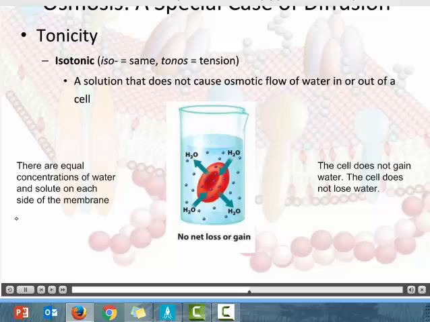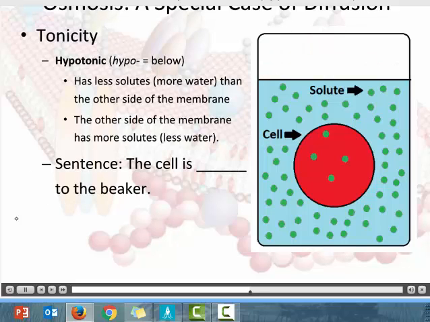In a hypotonic situation, hypo, that prefix, means below or under. Tonic is referring to the solute. So hypotonic means that we have less solute than the other side of the membrane. This means the other side of the membrane has more water than whatever we are discussing. So let's use the sentence, the cell is blank to the beaker.